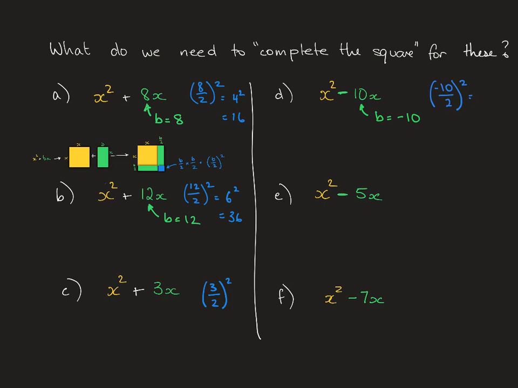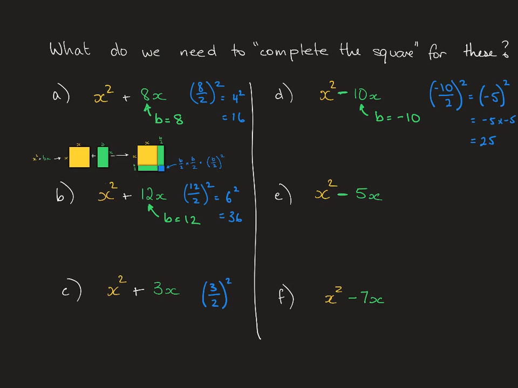So this one we can write 10 divided by 2 is 5. So this one we can write as minus 5, because it's minus 10 divided by 2, minus 5 squared. And if you wanted to work that out, it's minus 5 times minus 5, which is 25. So we need 25 there.